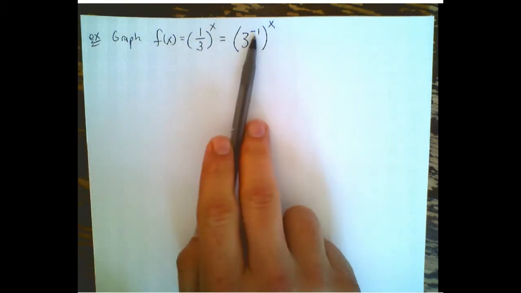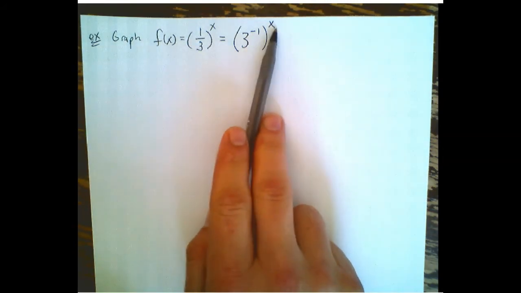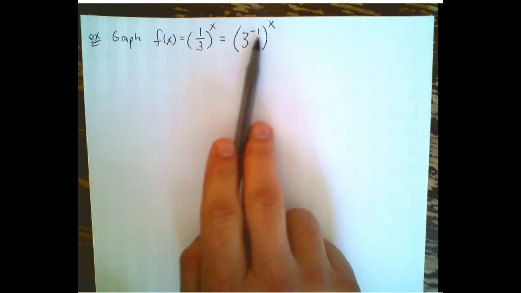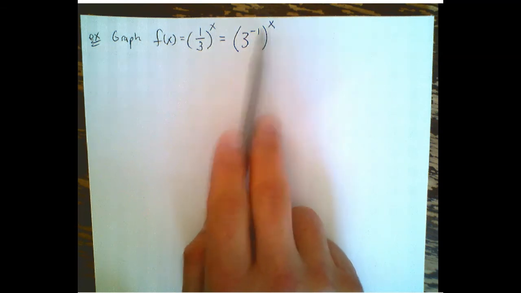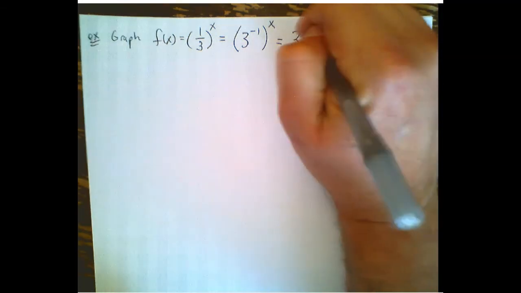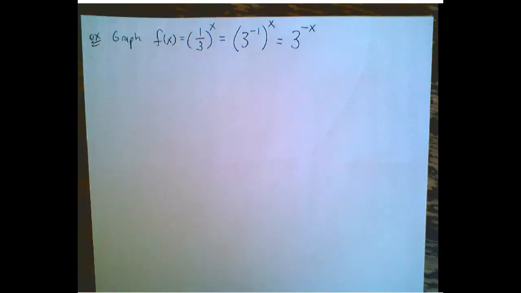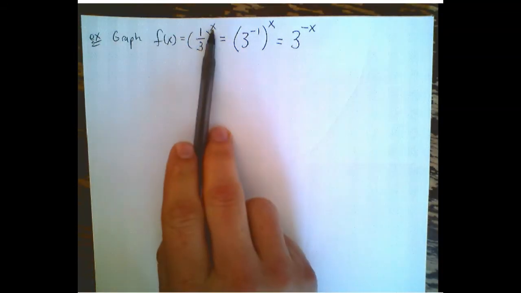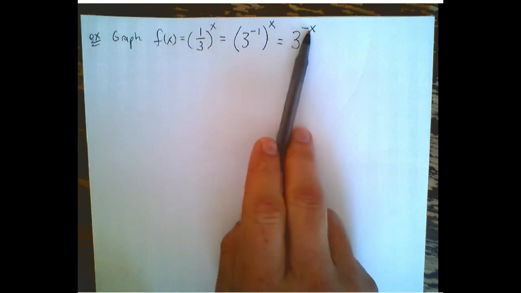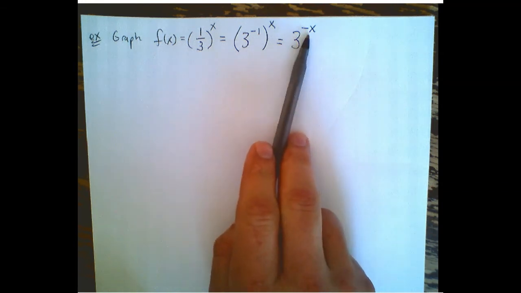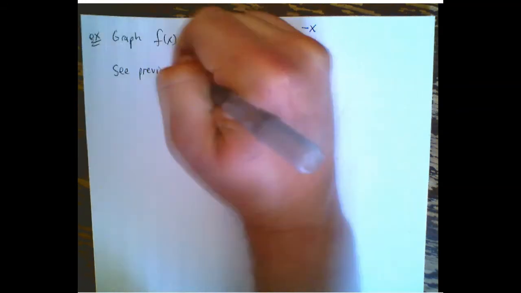So this is actually 3 to the negative 1 to the x. So we have a power to a power. So our properties of exponents say that when we do a power to a power, we multiply those exponents. So here we would get 3 to the negative x again. All right. So 1/3 to the x is equivalent to 3 to the negative x. And we just graphed this guy. So we'll just say see previous graph.